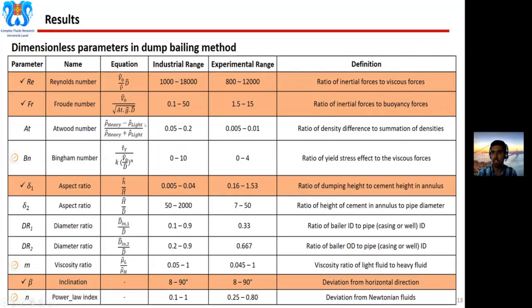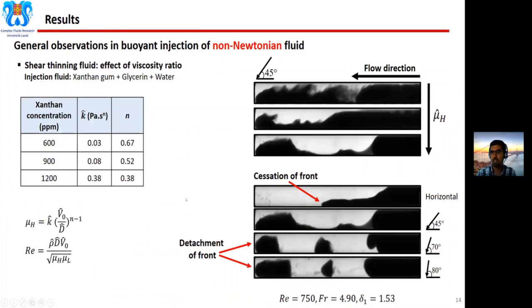In this table, again, I show you the dimensionless parameters. The highlighted parameters are the parameters that we have studied until now, and we are working on these three parameters: Bingham number, viscosity ratio, and power law index. So I'm going to show you the preliminary results on the ongoing study about injection of a non-Newtonian fluid.